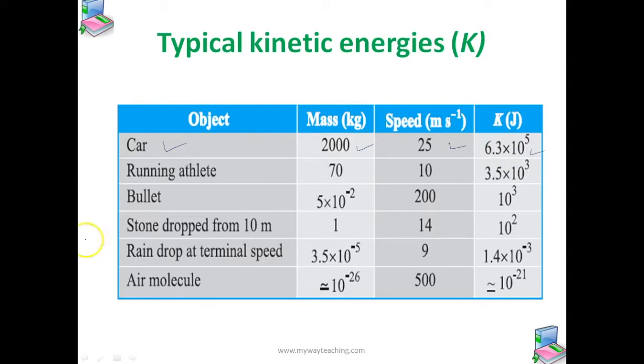Similarly, the running athlete of mass 70 kg has a speed of 10 meter per second and a kinetic energy of 3.5 into 10 raised to 3 joules. And there are the bullet, stone dropped from 10 meter, raindrop at terminal speed, and air molecule. For all these different objects the mass, speed as well as kinetic energy are given.